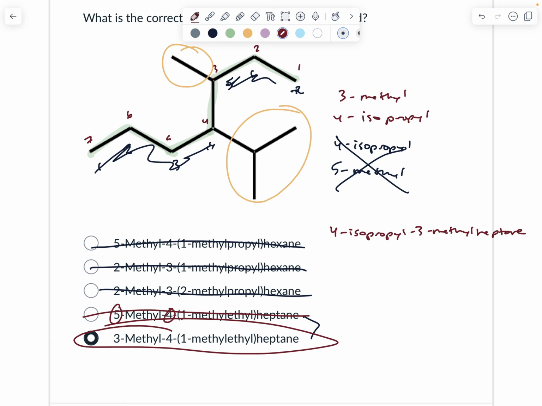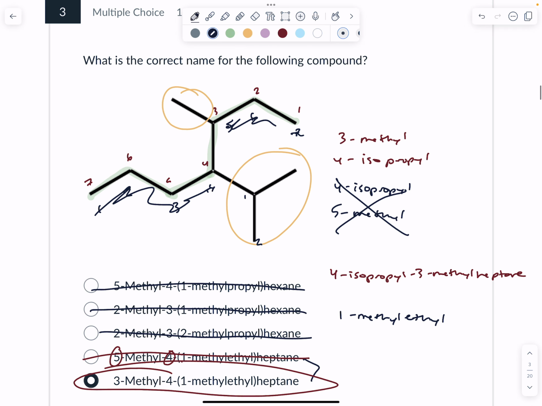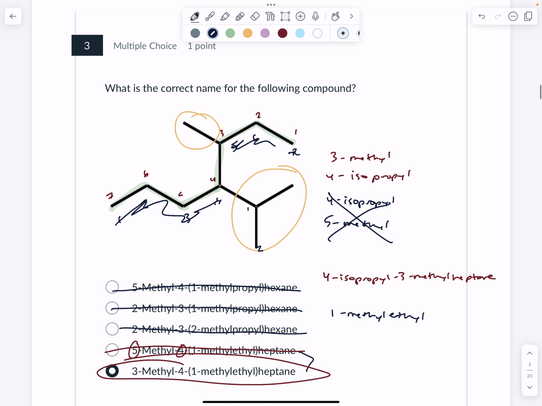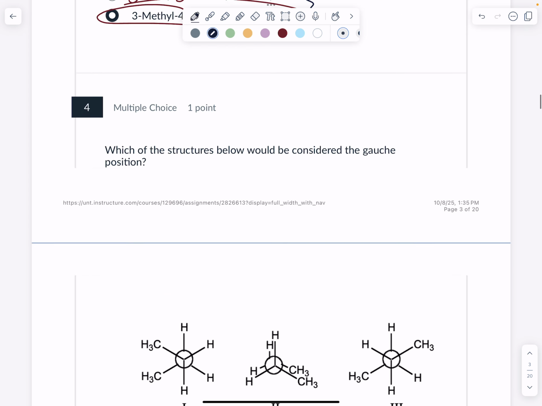But just to double check, I'm going to make sure that this is methyl ethyl. So if we have 1, 2 for our substituent, we have 1 methyl on an ethyl chain. So 1 methyl ethyl. And if I was naming it that way, then this methyl ethyl would come second. So I am confident that this answer choice 3, the last answer choice, is correct.